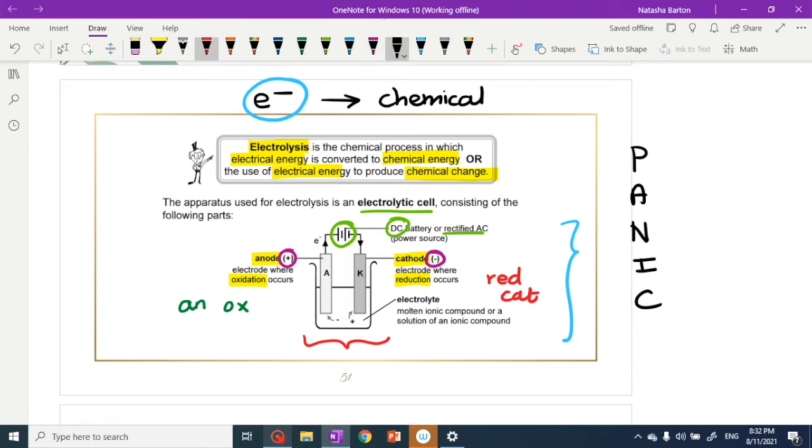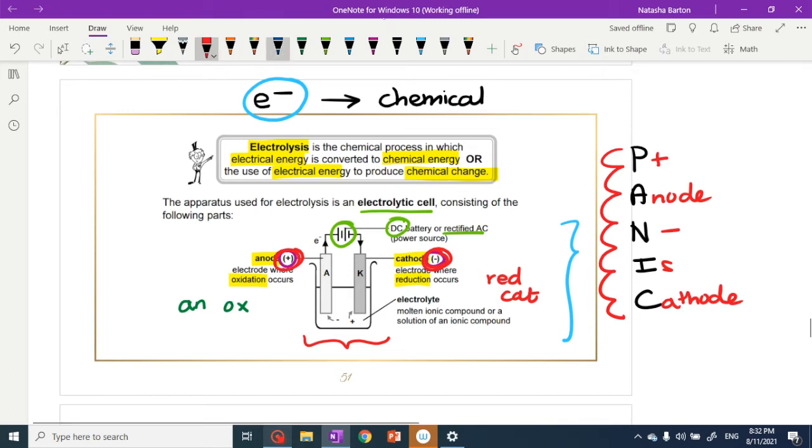So PANIC stands for positive anode, negative is cathode. This only works for your electrolytic cell, where of course your anode is positive and your cathode is negative. But if you can remember PANIC for the electrolytic cell, the last concept you learned for the year, then you just remember that in your galvanic cell it swaps around. The cathode in the galvanic cell is positive and the anode is negative. So just use PANIC, it will make your life a lot easier.